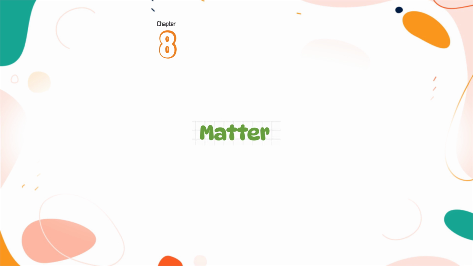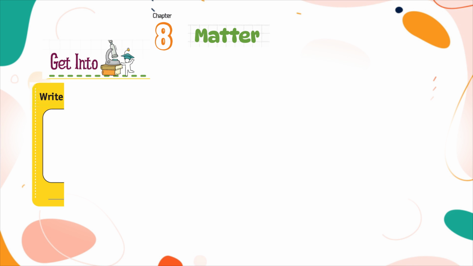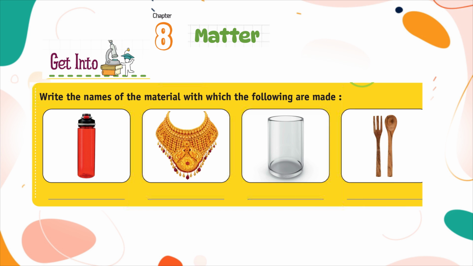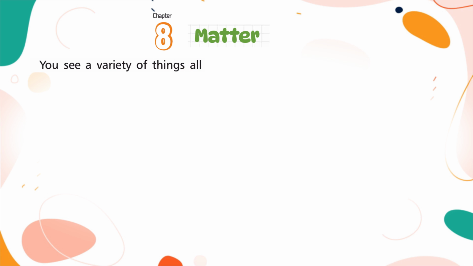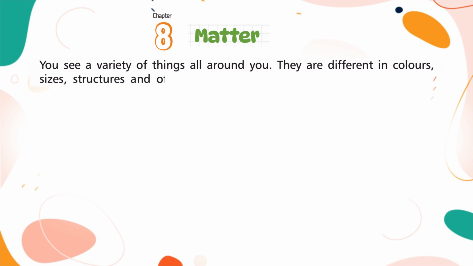Chapter 8. Matter. Get into. Write the names of the materials with which the following are made. You see a variety of things all around you. They are different in colors, sizes, structures, and of course, materials.